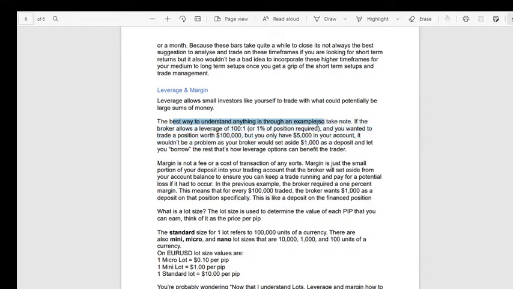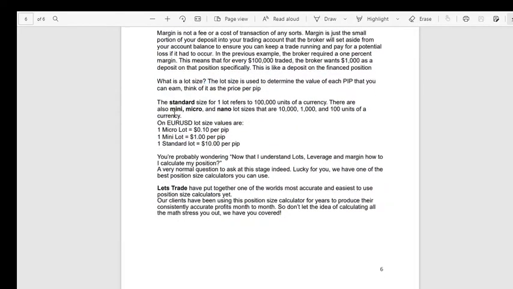So it's best to understand leveraging, trading what could potentially be a large amount of money. Margin is not a fee. Margin is just a small portion of deposit. You put in a 1,000 deposit. What is the lot size? Lot size is used to determine the value of each pip that you can earn, the price per pip.